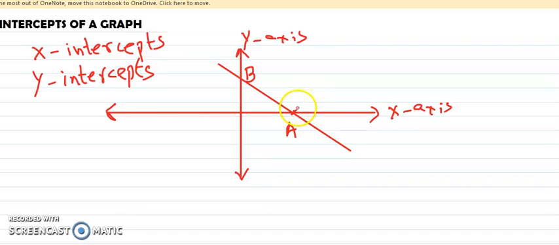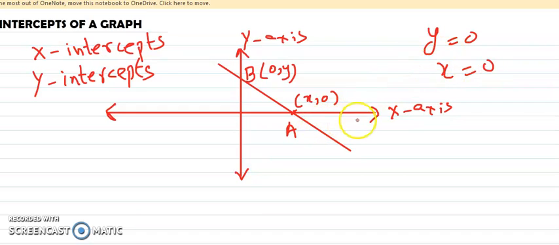Now on the x-axis, y is 0. So if we write the x-intercept in the form of coordinates, it will be (x, 0), because on the x-axis y is 0. And if we write the y-intercept in the form of coordinates, it will be (0, y), because on the y-axis x is 0. Now for any graph, if we want to determine x-intercepts, we will put y equal to 0. And if we want to determine the y-intercept, then we will put x equal to 0. The reason is that on the x-axis y is 0 and on the y-axis x is 0.